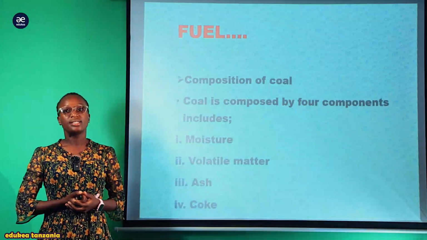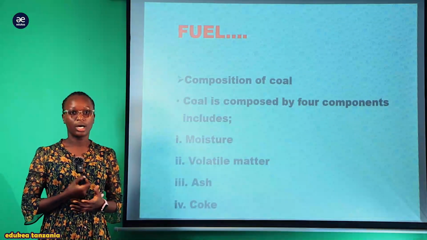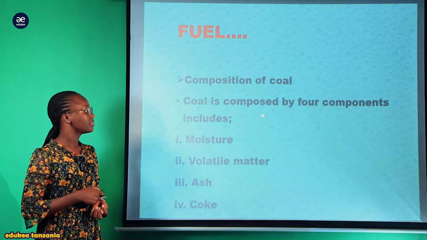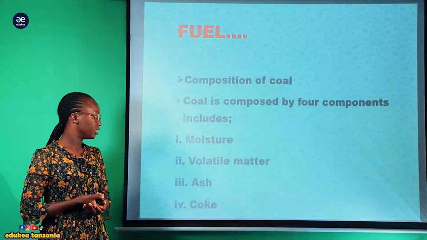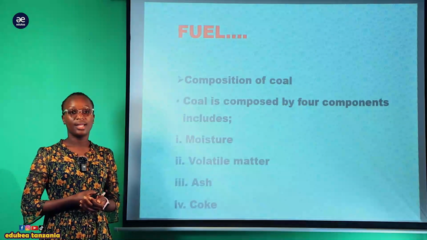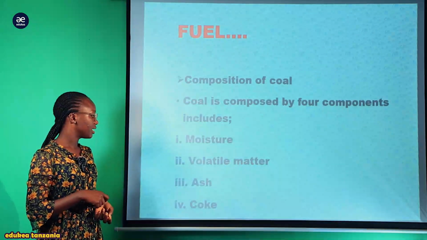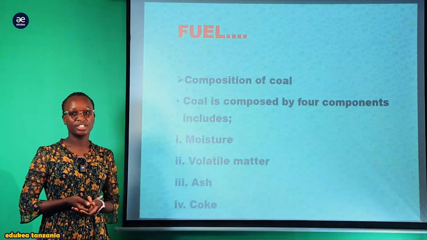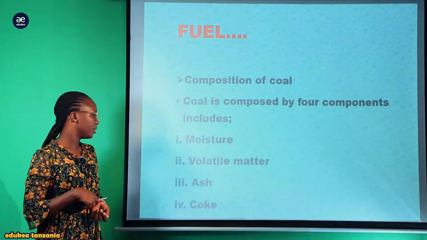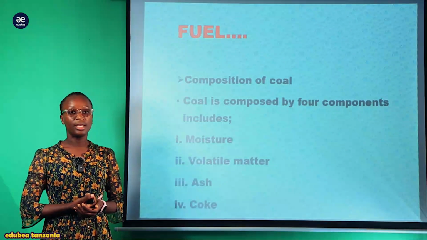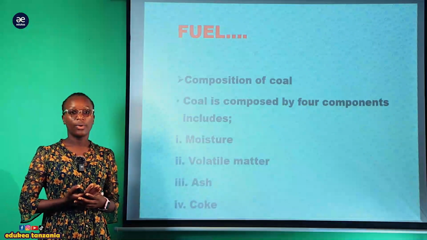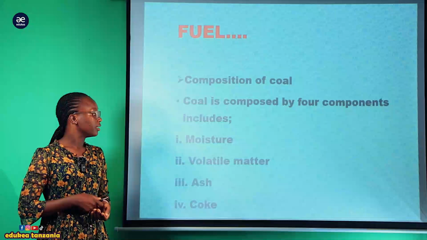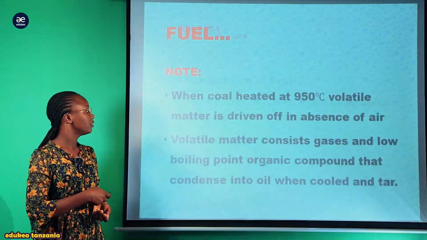Now let us see the composition of coal. Coal is composed of four components. The first one is moisture, another is volatile matter, another is ash, and another one is coke. These are the main components of coal, which we are going to see as our session continues.